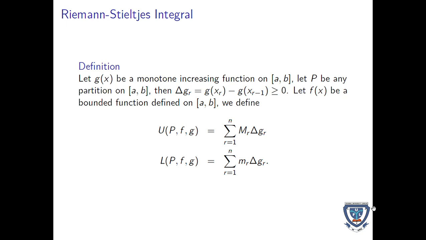Riemann-Stieltjes integral. Let g of x be a monotone increasing function on the interval. Let P be a partition on [a, b], then the difference in g_r will be g(x_r) minus g(x_{r-1}). It's always positive because it's a monotone increasing function. Now, let f of x be a bounded function defined on the closed interval [a, b]. We define U(P, f, g) as the summation of capital M_r times the difference of g_r, while L(P, f, g) is the summation of small m_r times the difference of g_r.